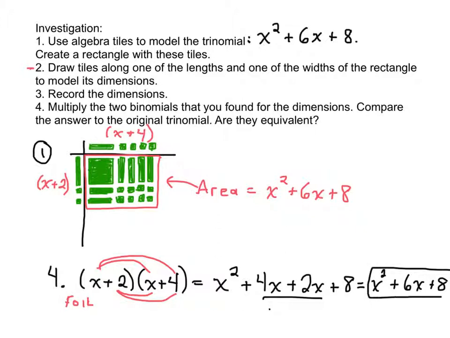And we look at our multiplication here, our trinomial is actually equivalent to the trinomial that we started with, that we modeled with an area of a rectangle. Remember, area of a rectangle is equal to length times width, and length and width end up being the dimensions or the factors of area.